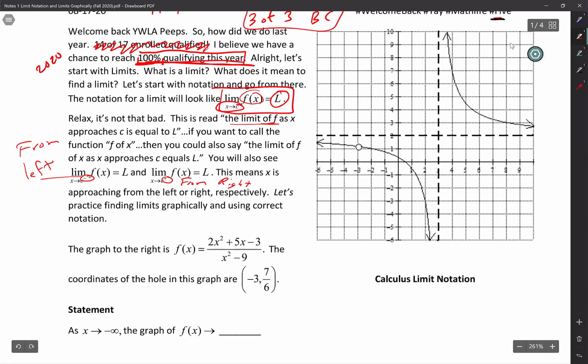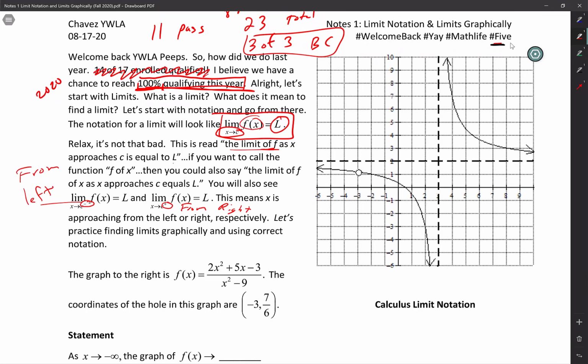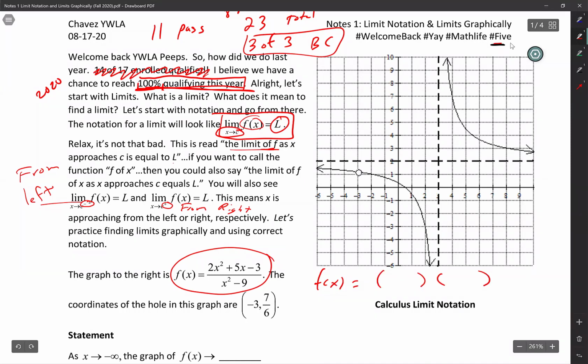And then the graph to the right here is f of x equals 2x squared plus 5x minus 3 over x squared minus 9. And notice that I have a little hole there. That's because if I were to expand this, let's see if we can expand that. The only way we can get 2x squared is 2x times x. And the only way we get a negative 3 is 1 times 3. So where does the 3 go? The 3 goes here and the 1 goes there, because 2 times 3 is 6. So I want that to be positive. And then when I subtract 1, I get 5x. So there it is. That's my numerator.